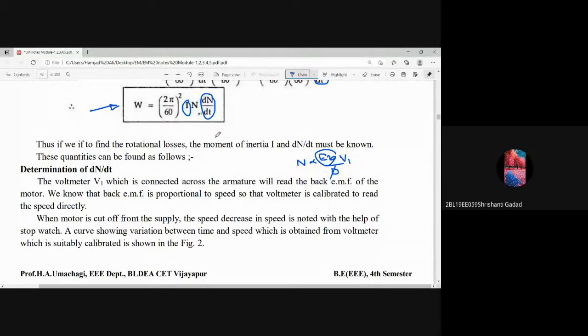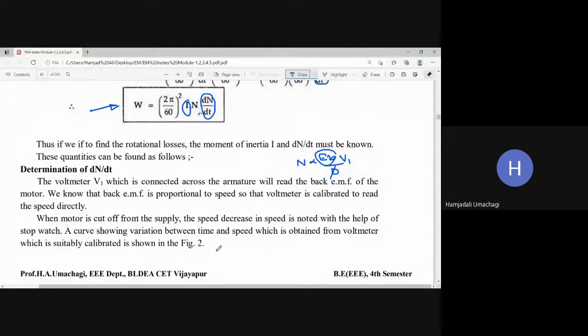When the motor is cut off from the supply, the speed will start to decrease, and this can be noted with the help of a stopwatch. So, by the time you disconnect the power supply, try to understand the procedure here.